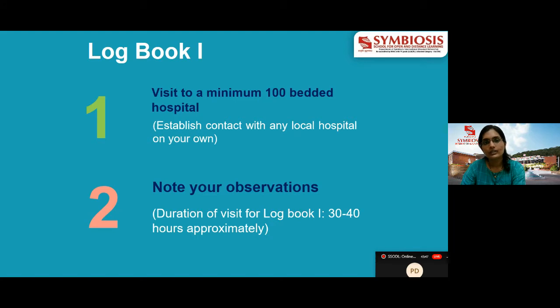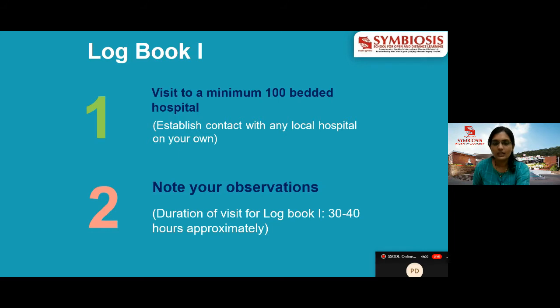For logbook 1, you have to visit a minimum 100 bedded hospital, and then you will be noting your observations. For logbook 1, you have to spend minimum 30 to 40 hours in the hospital. This is the approximate range we have been quoting. Some of you may require more or less time, but the approximate range that you need to invest to complete this logbook 1 in the hospital is 30 to 40 hours.